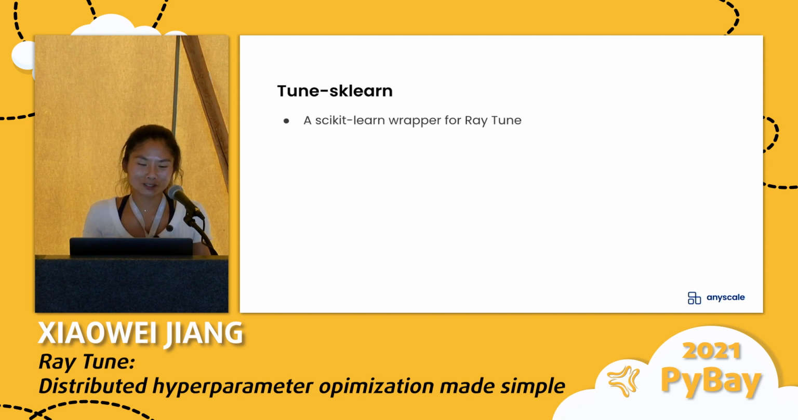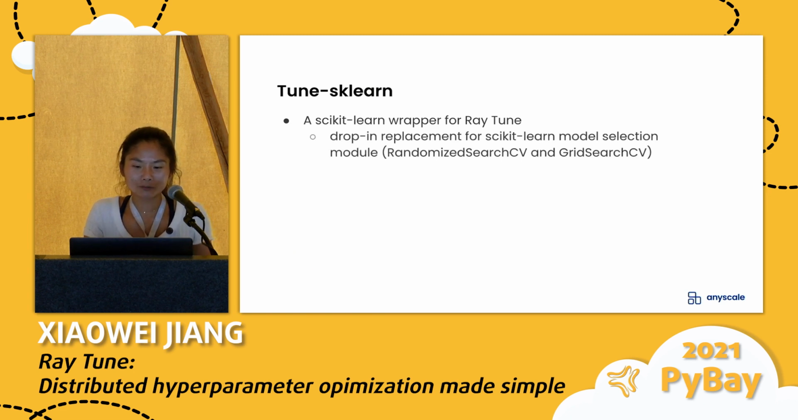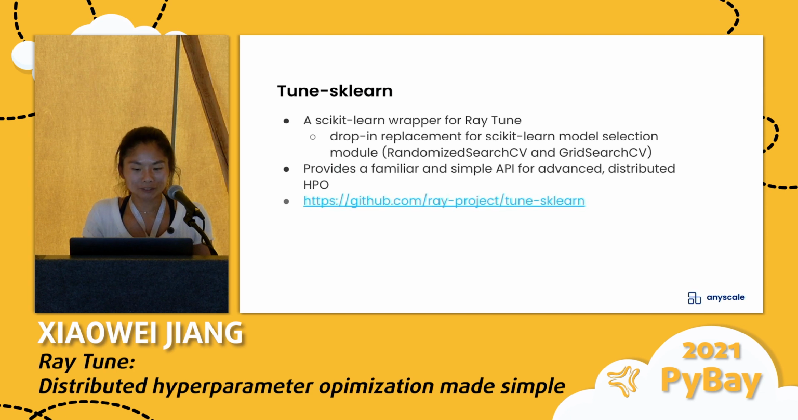So the good news is tune-sklearn is built exactly for that. It's a scikit-learn wrapper for Ray Tune. It's a drop-in replacement for the scikit-learn model selection module. It provides a familiar and simple-to-use API for advanced and distributed HPO. So you can check out the link here.